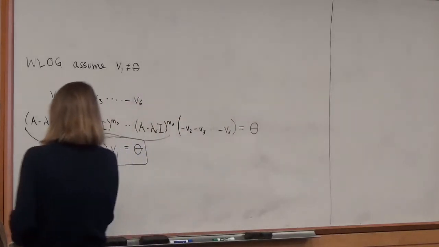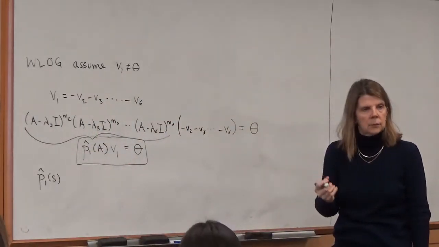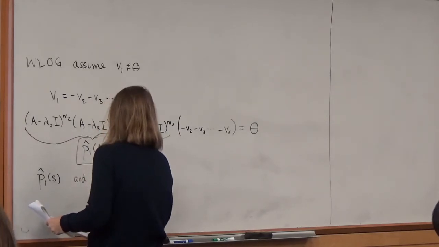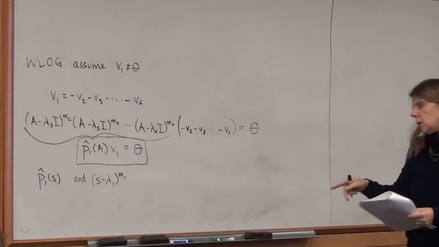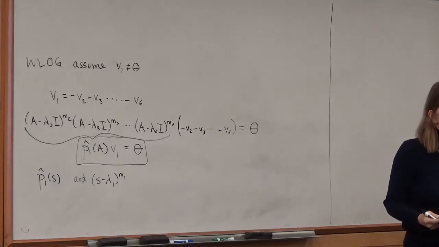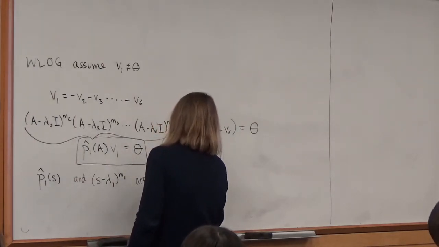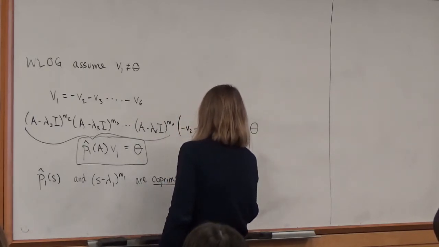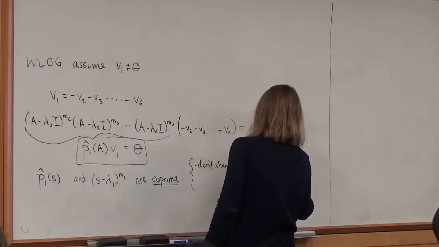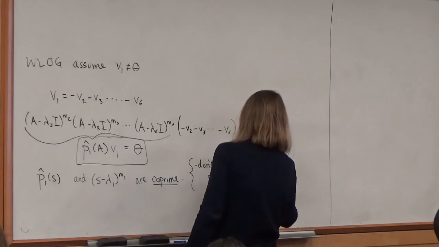Okay, so now if we look at P1 hat of S, again the minimum polynomial with the lambda 1 term removed, and we look at that term that we've removed, which is (S minus lambda 1) to the M1. That's just the term that we've removed from the minimum polynomial to get P1 hat of S. Those two terms don't share any common factors. So they don't go to 0 at the same values of S, just by definition. We call that coprime. They're coprime polynomials. What does that mean? It means that they don't share any common factors, that they don't go to 0 at the same values of S.